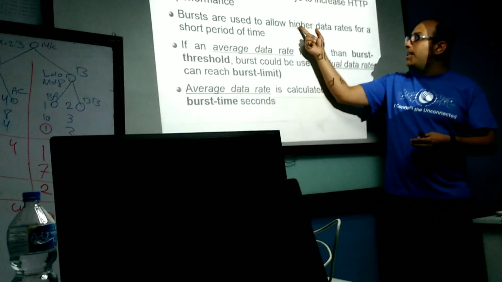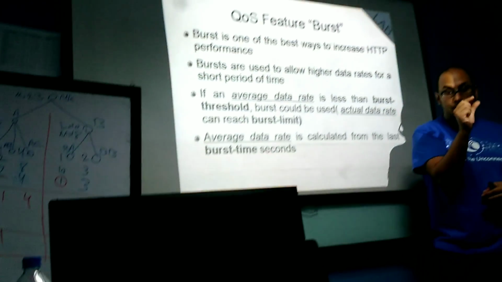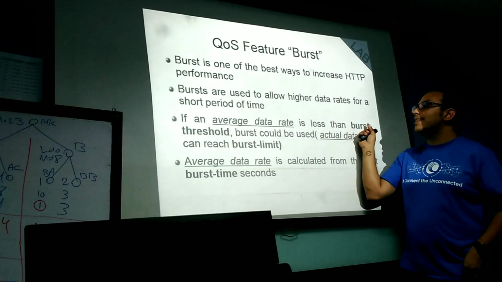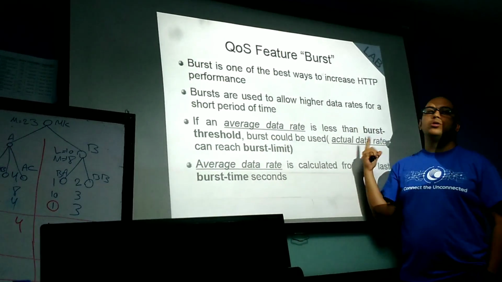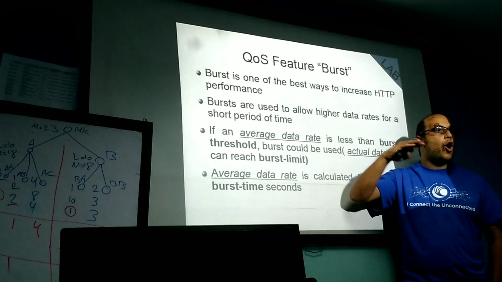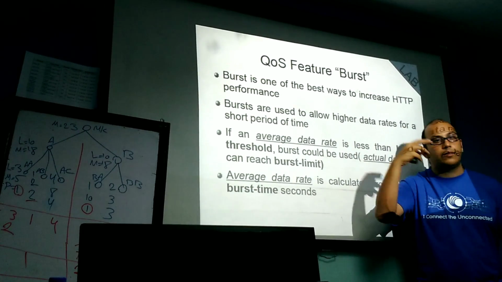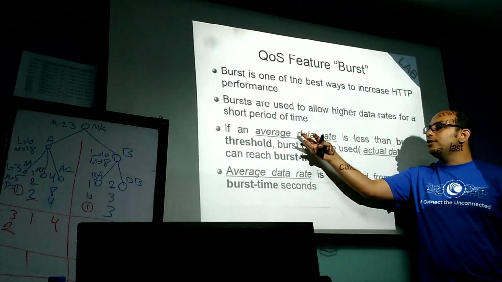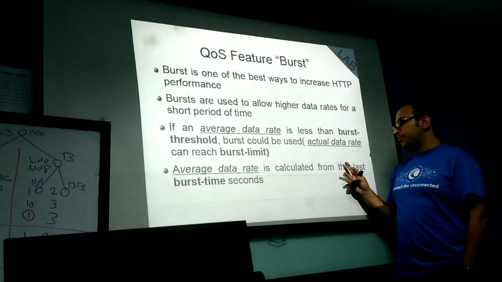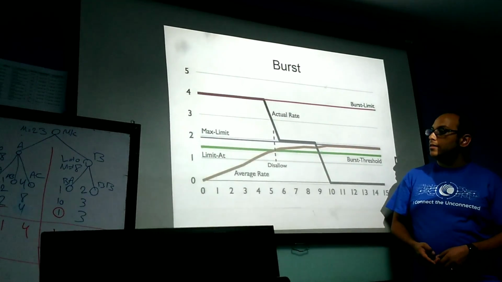Bursts are used to allow a higher data rate for a short period of time, not always. If the average download rate is less than the burst threshold, burst can be used. So there is an amount of threshold. Actually, threshold is the toggle switch of PCQ. It turns on the burst and turns off the burst. It's the actual average data rate. Average data rate is calculated over the last burst time seconds. You need to know the strategy.